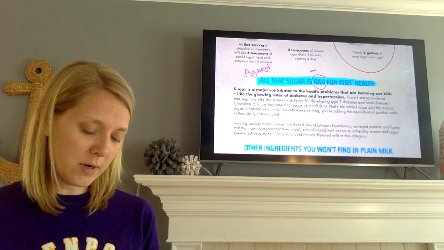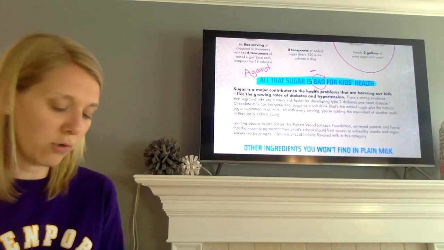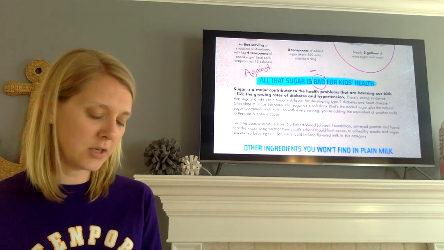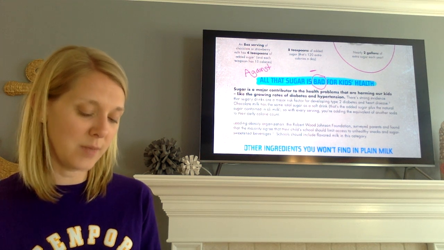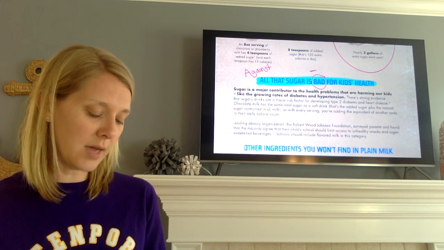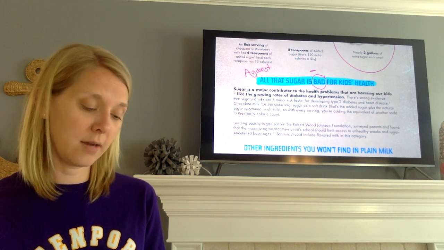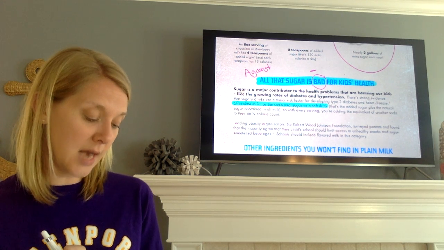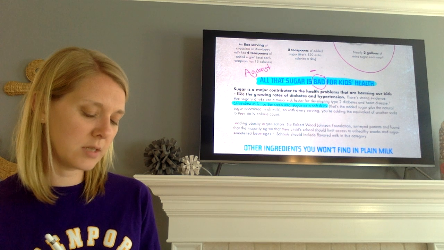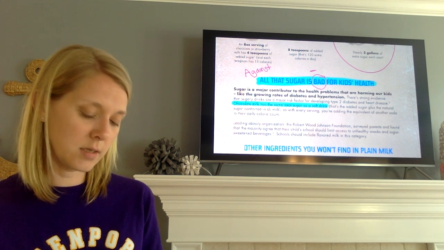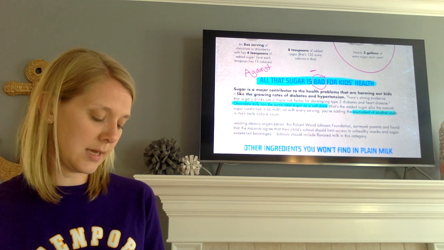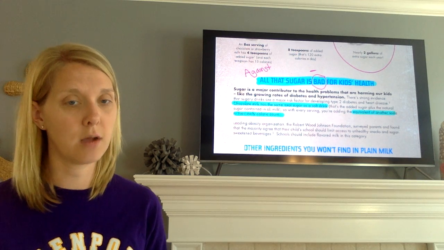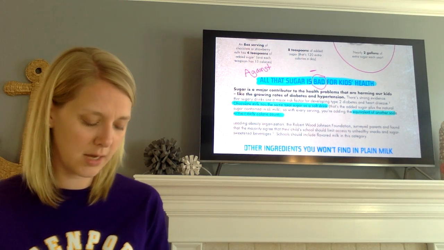Sugar is a major contributor to the health problems that are harming our kids, like the growing rates of diabetes and hypertension. There's strong evidence that sugary drinks are a major risk factor for developing type 2 diabetes and heart disease. Chocolate milk has the same total sugar as a soft drink. Ooh. That's the added sugar plus the natural sugar contained in all milk. So with every serving, you're adding the equivalent of another soda to their daily calorie count. I know as a parent, I wouldn't want my kids drinking soda, but I would give them chocolate milk. So now I'm thinking twice about it.